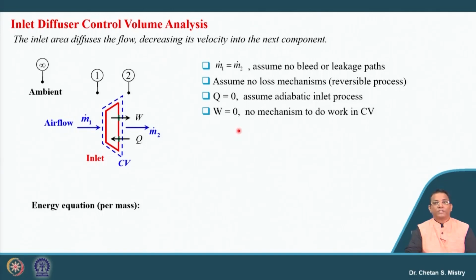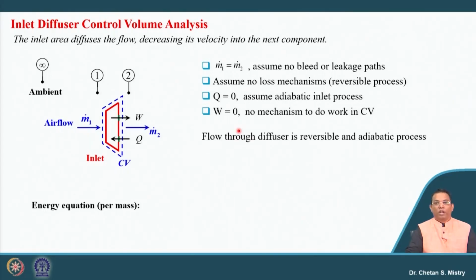My W is 0, meaning there is no mechanism for work to be done on this control volume. So, under that condition I can say my flow through the diffuser is reversible and adiabatic, meaning this flow is isentropic flow. So, here if we write down our energy equation, it says my Q is delta E minus W.